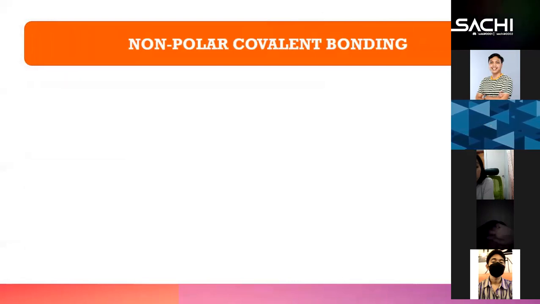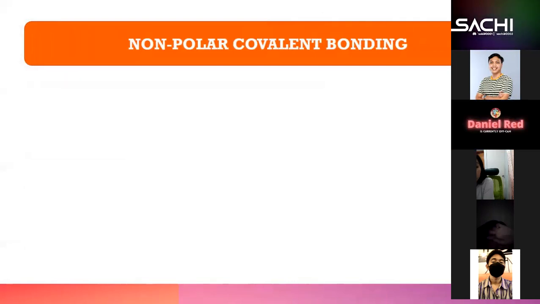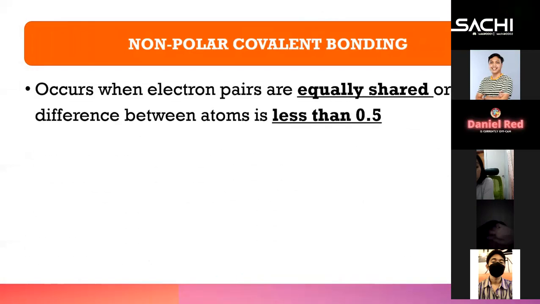The next terminology is the non-polar covalent bonding. In polar covalent bonding, there is an unequal sharing of electrons. In non-polar covalent bonding, there is an equal sharing of electrons. Also, if the difference between atoms is less than 0.5, it is also categorized as non-polar covalent bonding.